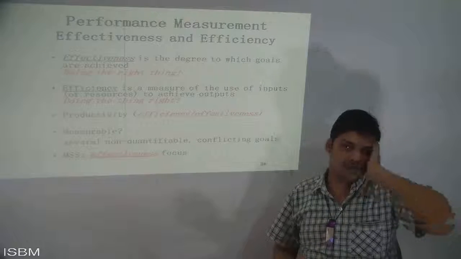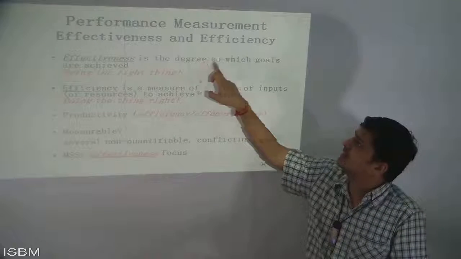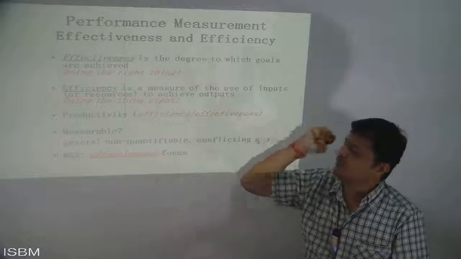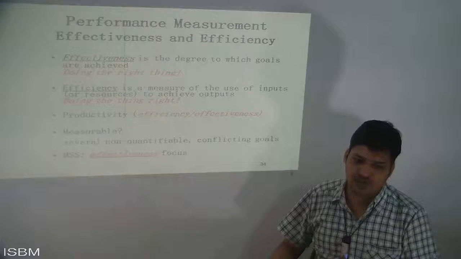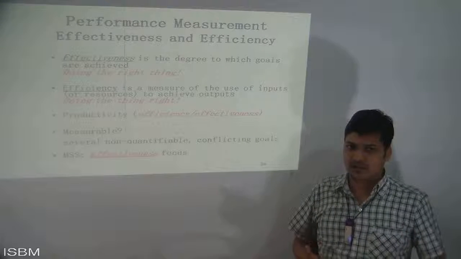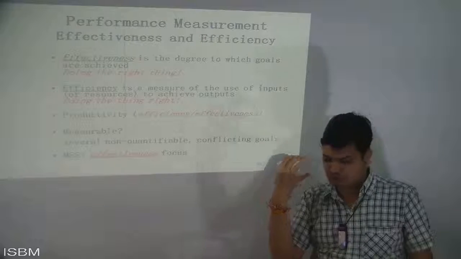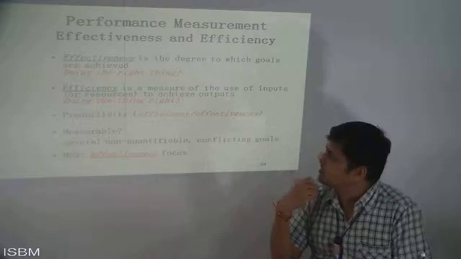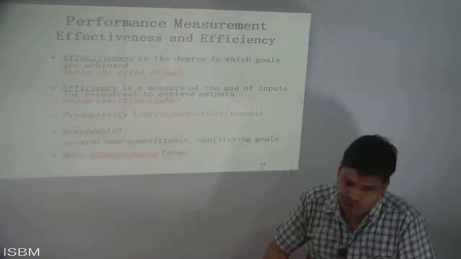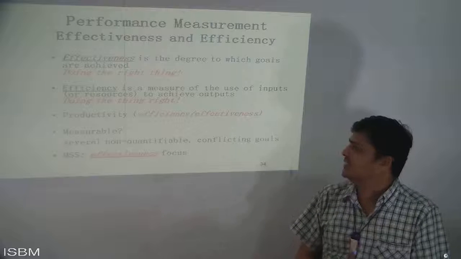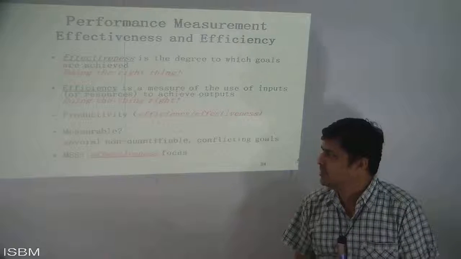When you are working in sales, for the salesperson there is a goal, a target. So effectiveness is the degree to which goals are achieved: doing the right thing. Efficiency is a measure of the use of inputs or resources to achieve outputs. There are some resources, and with their help you achieve the output. It is doing the thing right. Then productivity: either you are doing productive work or not, either you are working in a proper manner or not. These things come under productivity.